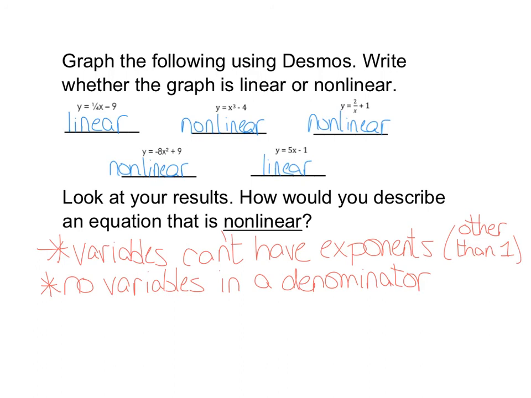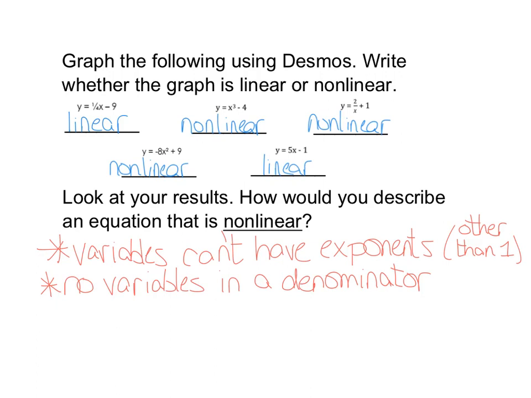All right, here are two things I noticed. Now, these are not the only things that make an equation nonlinear, but this is what I noticed. The variables can't have exponents other than 1. Now if there's not an exponent, remember you learned a while back, there's a 1 here. So this is x to the first, this is x to the first. But when it was x squared or x cubed, that gave you a non-linear graph. So if the exponent of the variable is anything other than 1, it's nonlinear. This one looked a little weird because the x was in the denominator. So you can't have any variables in the denominator.